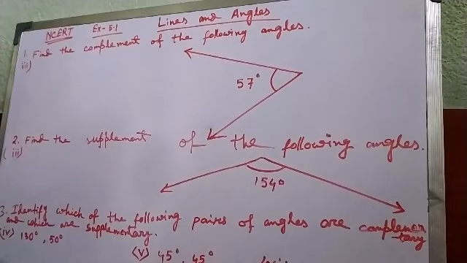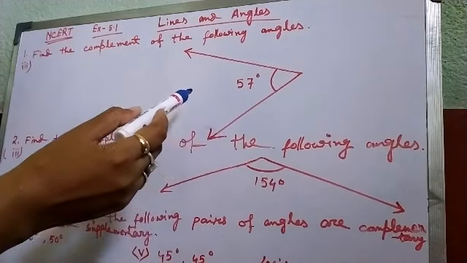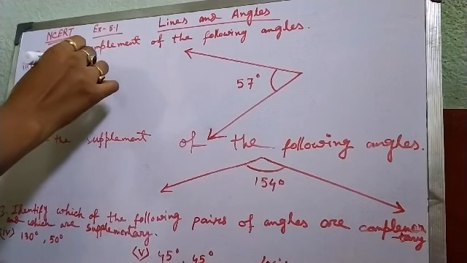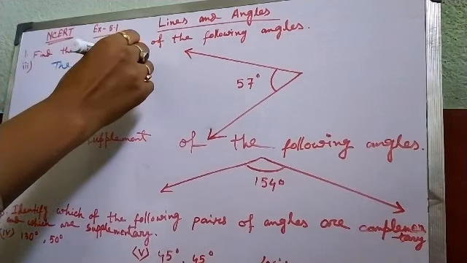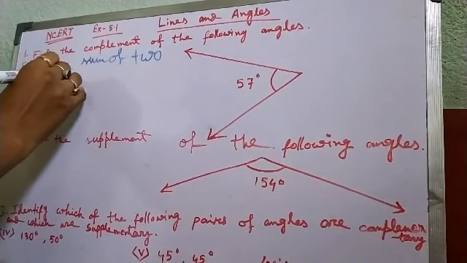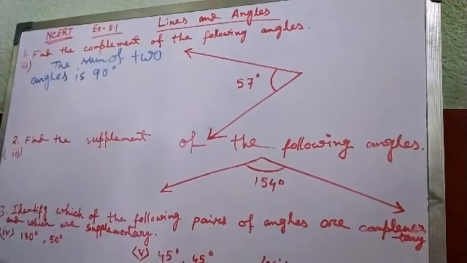Hello all of you. In this class I am going to discuss some sums of lines and angles. This is exercise 5.1 from the NCERT book. First sum: find the complement of the following angles. Complement means the sum of two angles is 90 degrees. That is complementary angles.